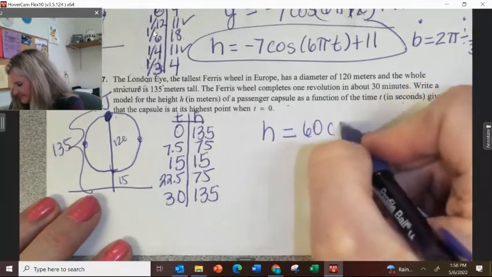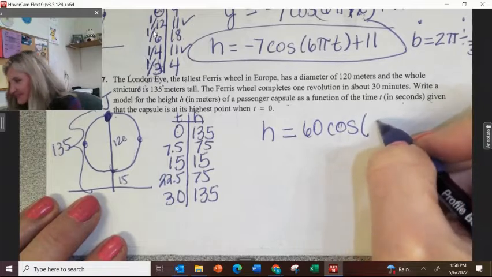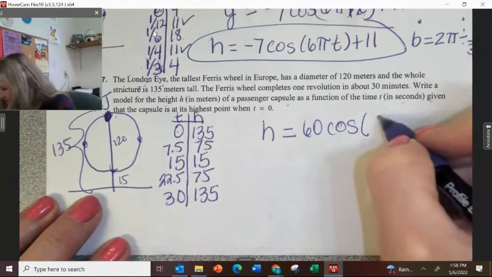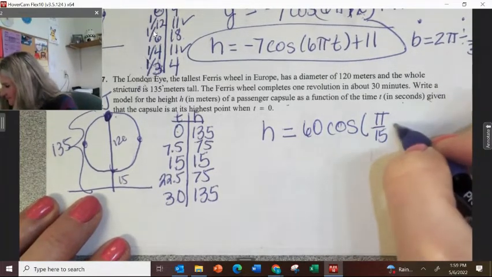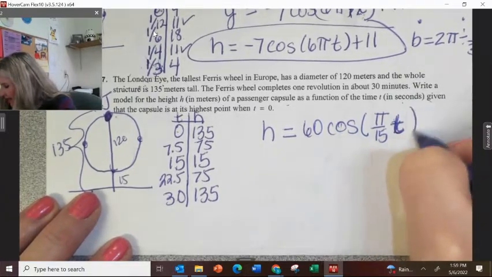60 cosine of pi over 15 times x. T? Let's use T. Okay. Plus 15.